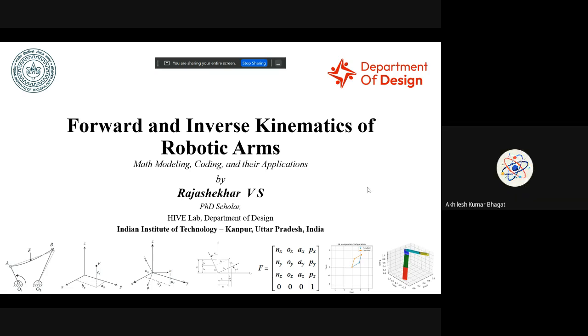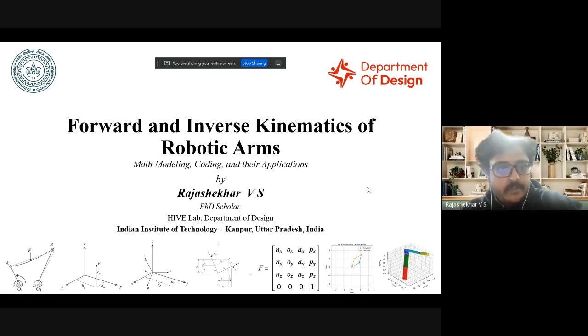Today we'll be talking about the forward and inverse kinematics of robotic arms. We'll be dealing with the math model, coding, and its applications. We'll be starting with their applications so that you will have an understanding of where these robotic arms are being used, and then we will dive into the math models, and then we'll convert those math models into code using Python, and then we will code using the link which has been posted in the chat box.